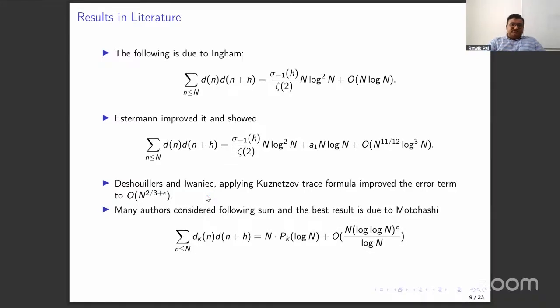Now, many authors considered taking d_k(n) instead of d(n), including authors like Fouvry, Ivić, and Motohashi. But the best estimate is due to Motohashi, and Motohashi showed that for this sum of d_k(n)d(n+h), he was able to show a main term, and he showed that the error term is big O of n by log n times log n to some power.